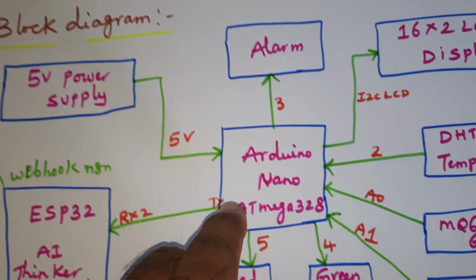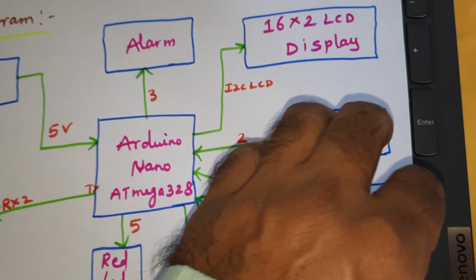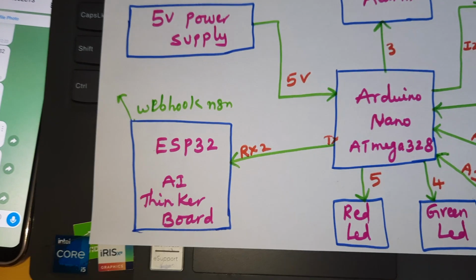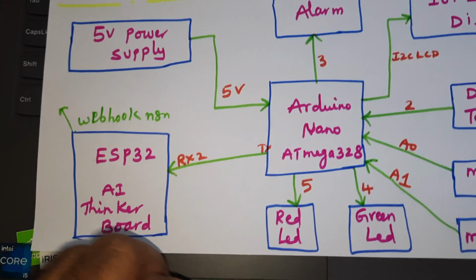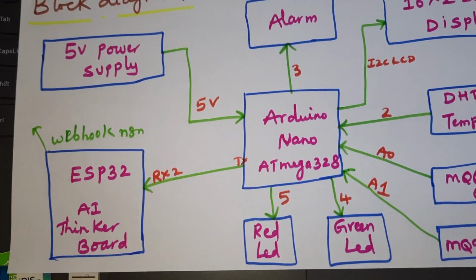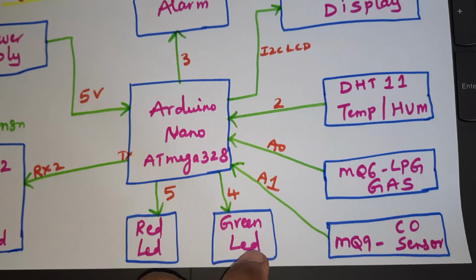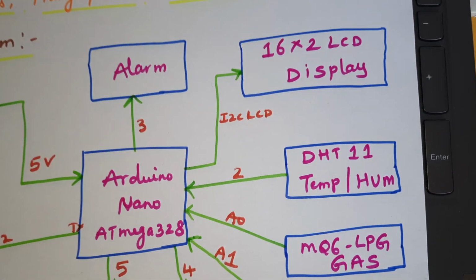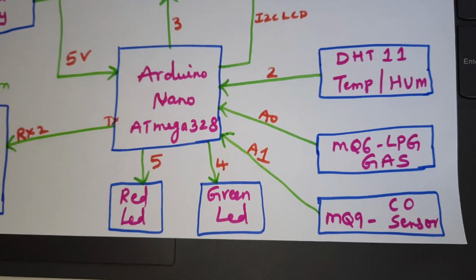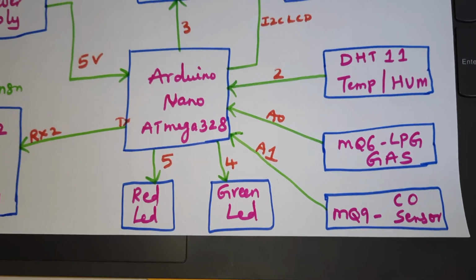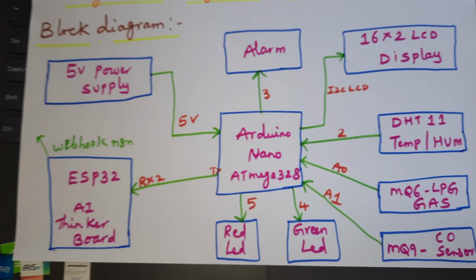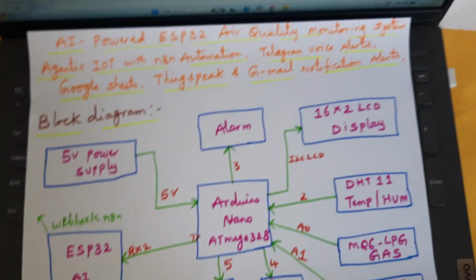A 5 volt power supply is connected to the Arduino board. Arduino will collect the ADC and push the data to the ESP32. The ESP32 is always connected to the webhook of n8n. It is an ESP32 AI Thinker board, with red LED and green LED indicators, one alarm, a 16x2 LCD display, a DHT11 temperature humidity sensor, an MQ6 gas sensor, and an MQ9 carbon monoxide sensor. And this is our total block diagram of the project.